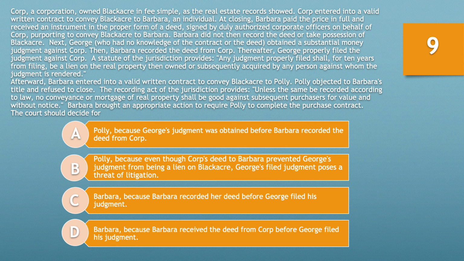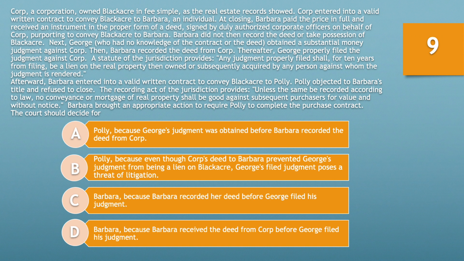Next, George, who had no knowledge of the contract or the deed, obtained a substantial money judgment against Corp. Then Barbara recorded the deed from Corp. Thereafter, George properly filed the judgment against Corp. A statute of the jurisdiction provides, any judgment properly filed shall for 10 years from filing be a lien on the real property then owned or subsequently acquired by any person against whom the judgment is rendered. Afterward, Barbara entered into a valid written contract to convey Blackacre to Polly. Polly objected to Barbara's title and refused to close.